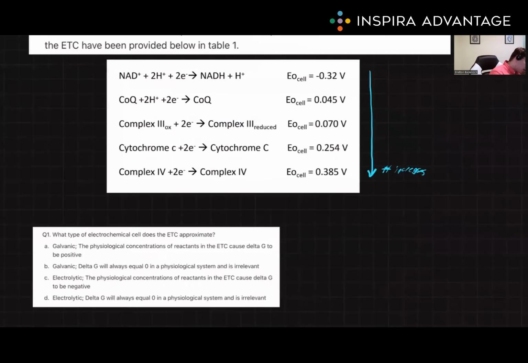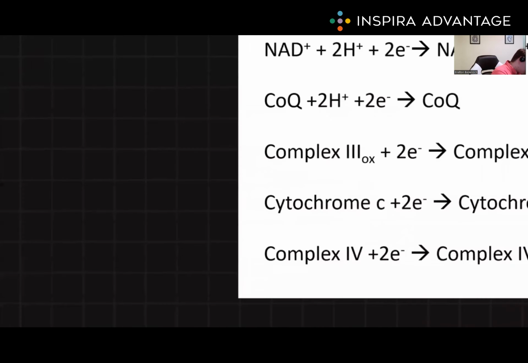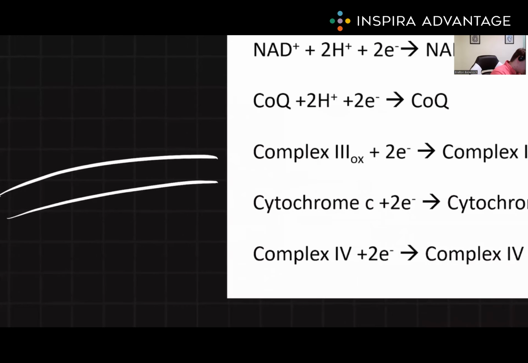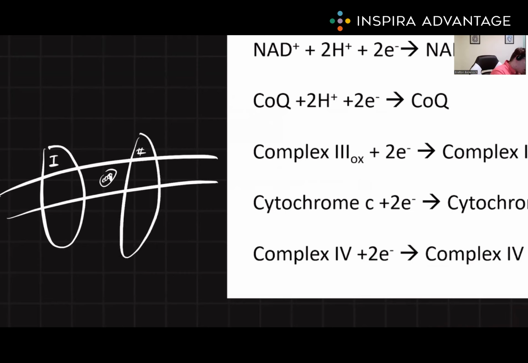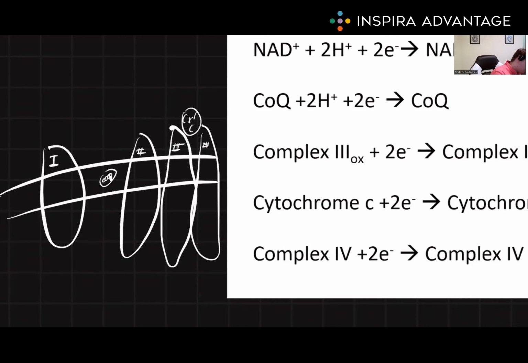And for those of you who aren't familiar, just quickly sketching it out. We've got our complex 1 here. We've got CoQ floating around. We've got complex 2, which we're not bothering with. That's FADH. We've got complex 3, got complex 4. And in between 3 and 4, we've got cytochrome C floating around.